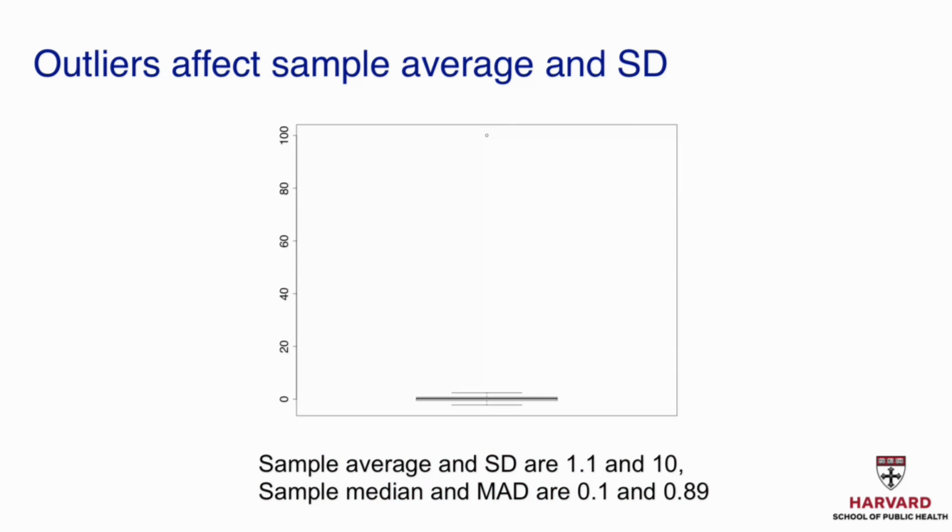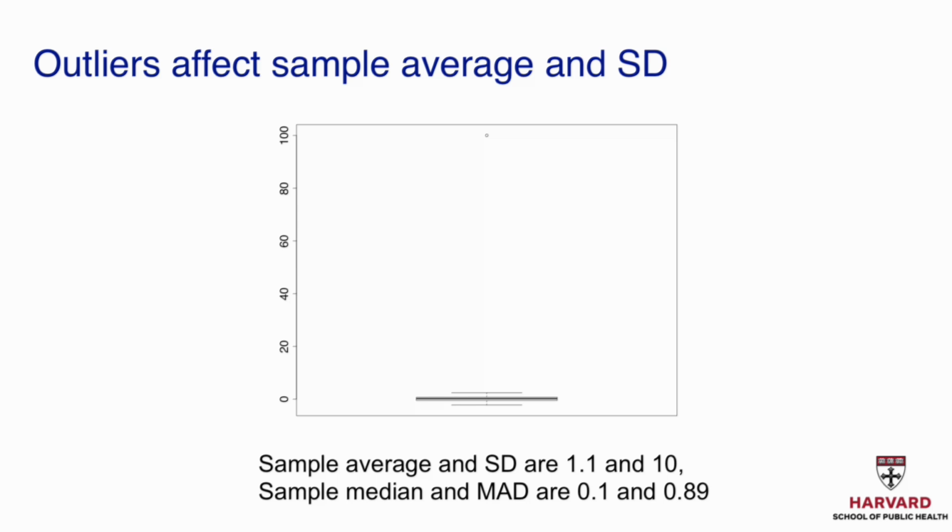I randomly generated 100 data points from a normal distribution with mean 0 and standard deviation 1. And then I made a mistake on one of those measurements and it turned into 100. So you can see a boxplot of the data has most of the data down here with mean 0 and standard deviation 1, and then this one point way up there at 100.